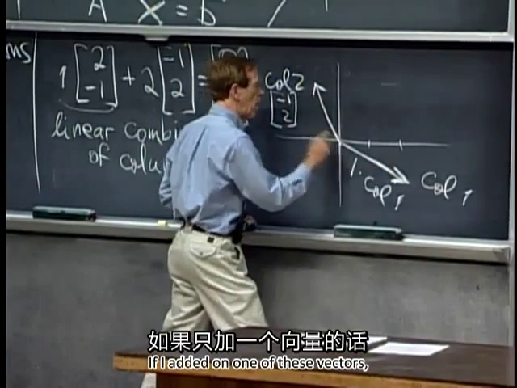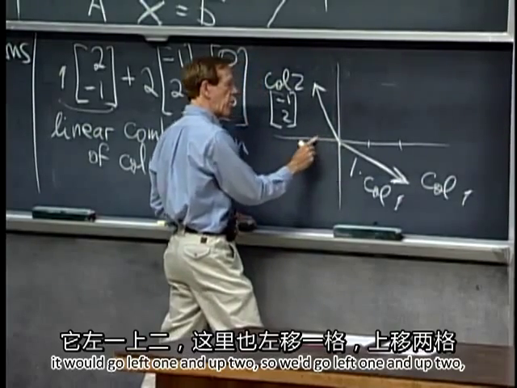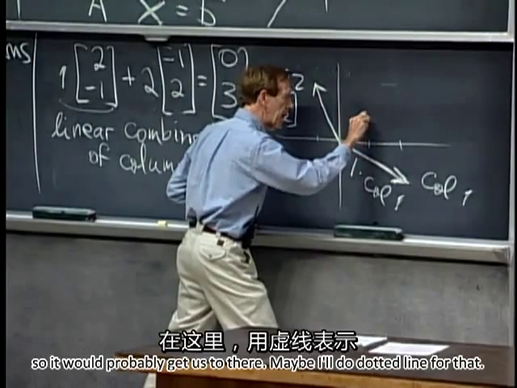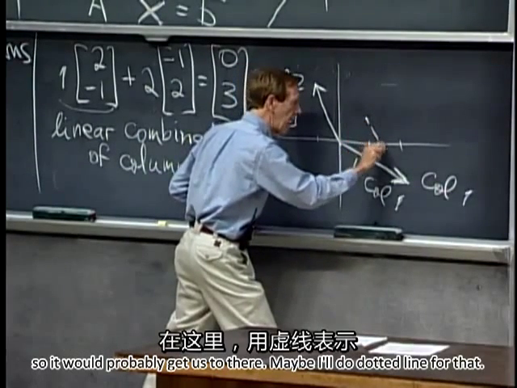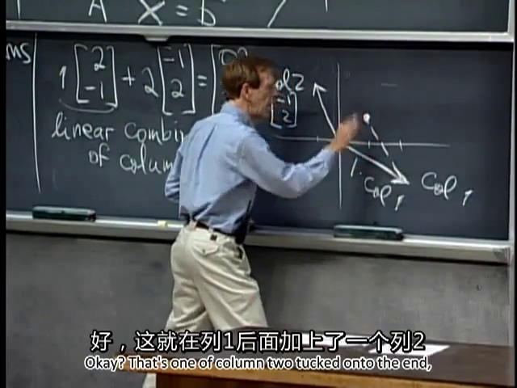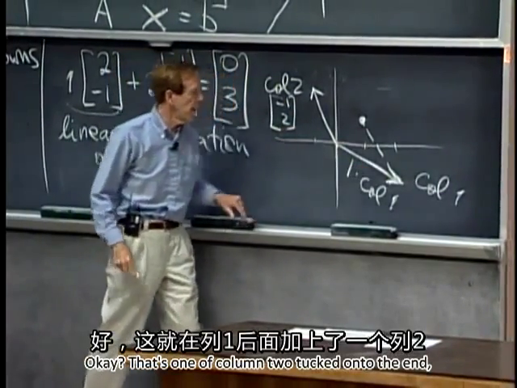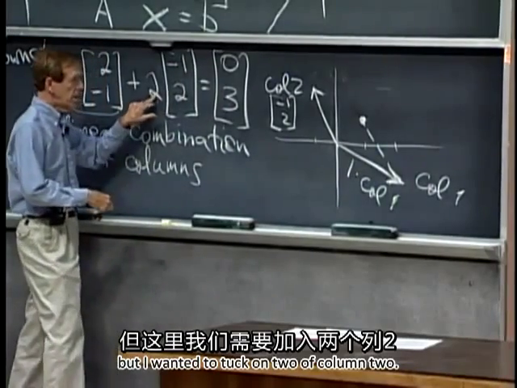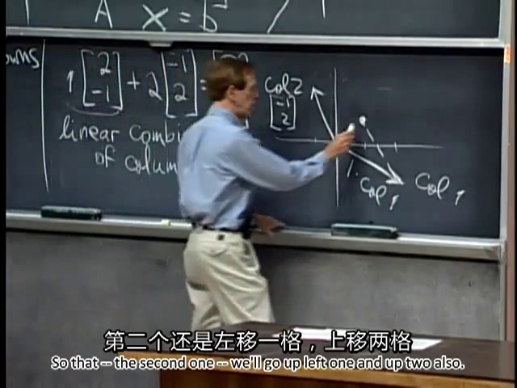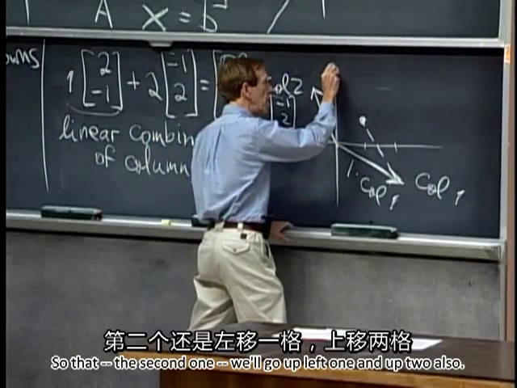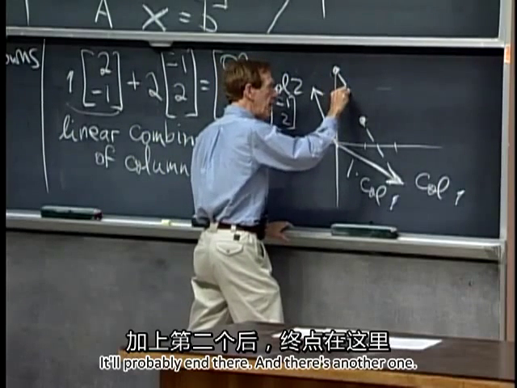If I added on one of these vectors, it would go left 1 and up 2. So it would probably get us to there. Maybe I'll do a dotted line for that. Okay? That's 1 of column 2 tucked on to the end. But I wanted to tuck on 2 of column 2, so the second one will go left 1 and up 2 also. It'll probably end there. And there's another one.